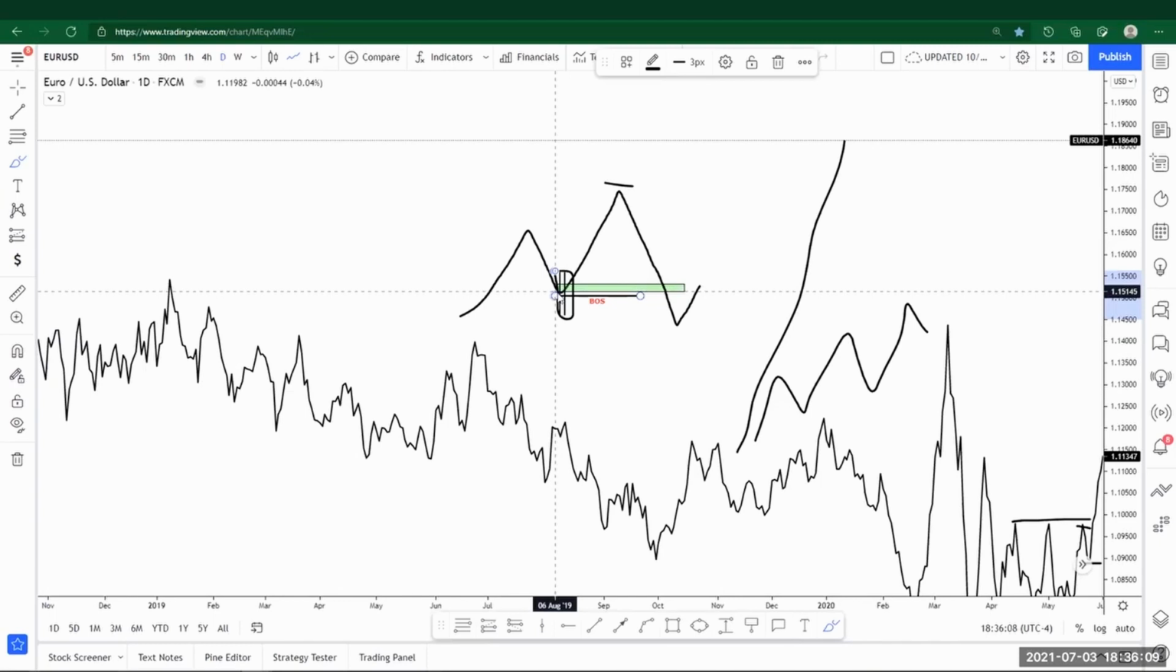So at first, we would be looking for a bullish order block, which is the last down candle before this up move. And when price returns back into it, we would be looking for a reaction here to take us back up and target this high.